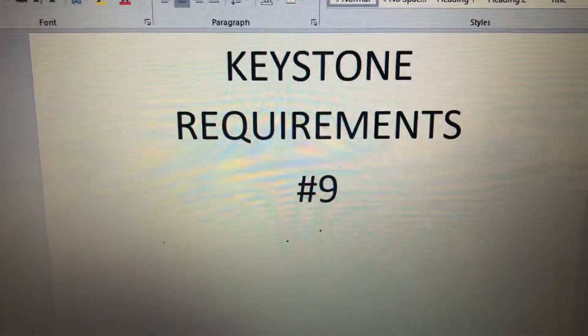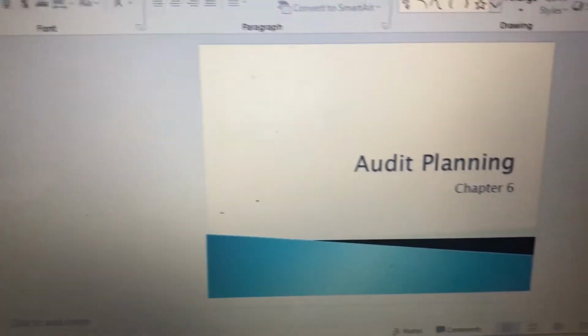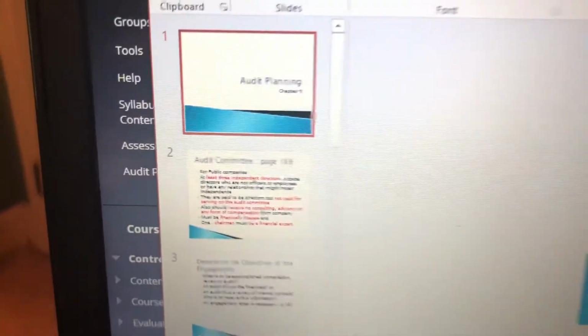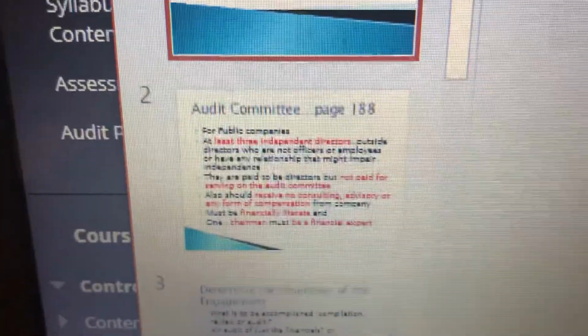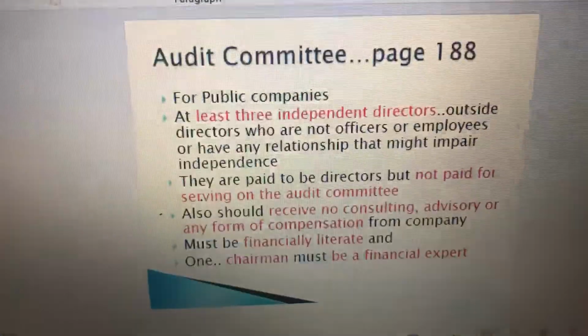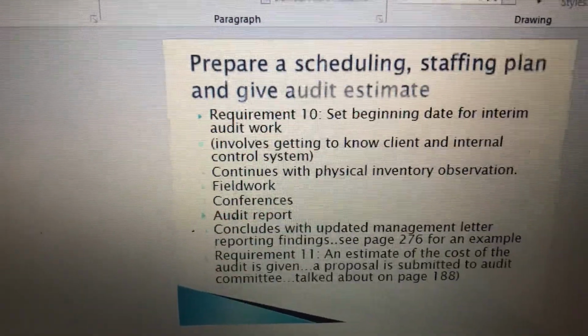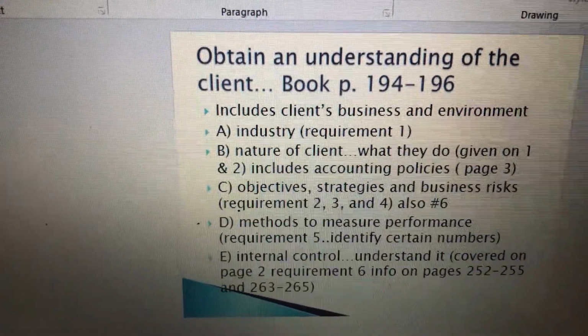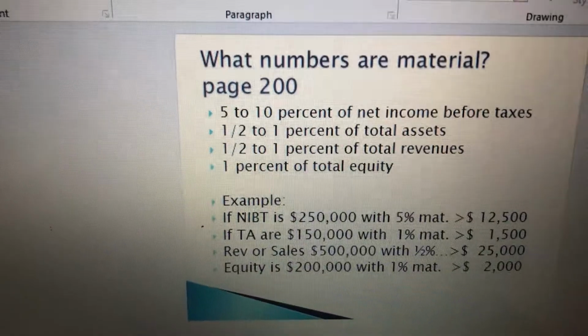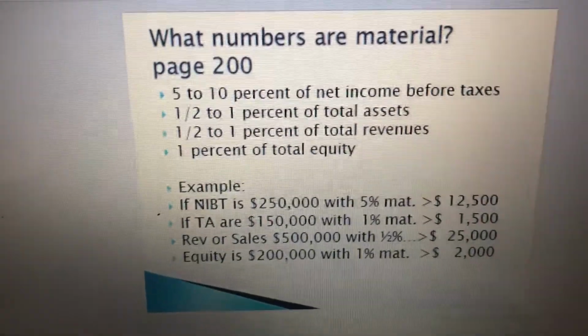So let's take a look, going back to your audit planning PowerPoints. That's the first set. You need to browse through these. They will be on the next test that's coming, so let's take a look. I want you to go down, and the slide we want to focus on is this one. What numbers are material?